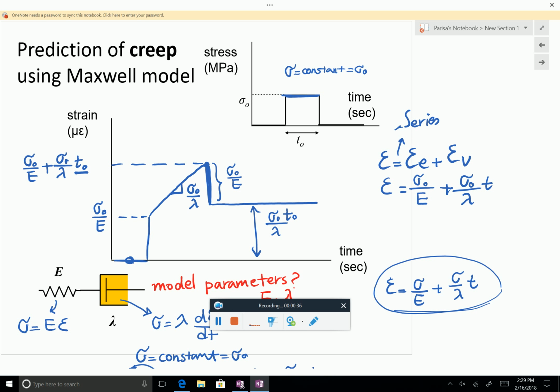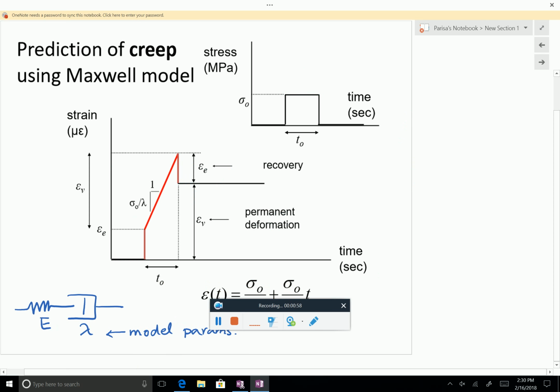If you hold the stress constant, then you have an immediate, instantaneous elastic strain, then viscous strain. The moment you remove the stress, it goes down as much as it had elongated in the beginning, and it stays there. We have permanent deformation. This was the creep, and this is how it looks nicely.